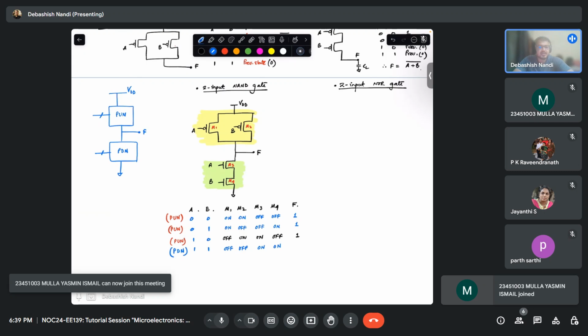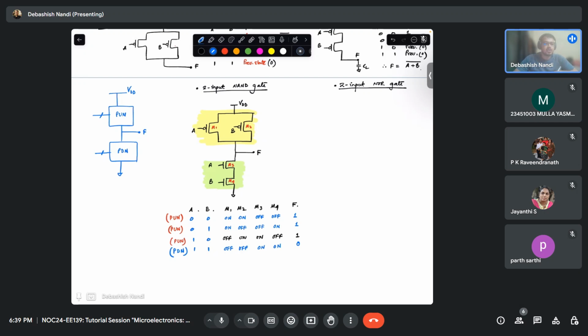Then your PDN is conducting, and what does it lead to? It leads to pulling down the output to 0, right? Now you can cross check whether it is your NAND truth table or not. So this gives you the operation of NAND.